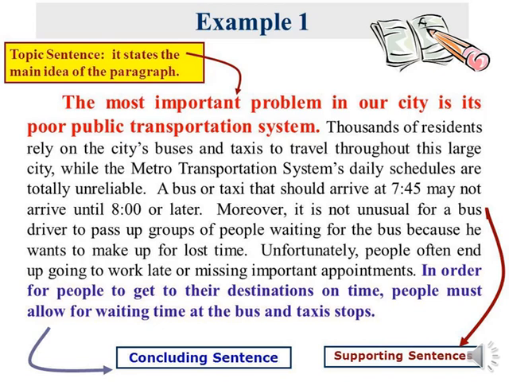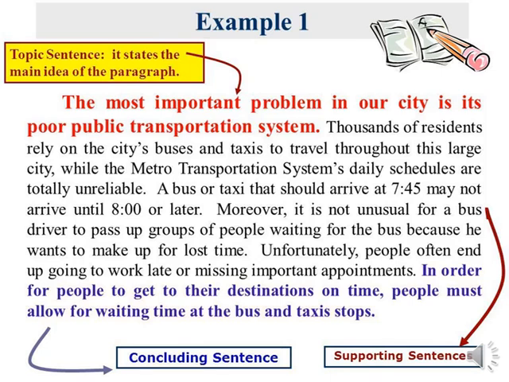Let's give an example. A bus or a taxi that should arrive at 7:45 may not arrive until 8 or later. Moreover, given more examples or more explanation, it's not unusual for a bus driver to pass up groups of people waiting for the bus because he wants to make up for lost time. Unfortunately, people often end up going to work late or missing important appointments. See, you explained the topic sentence of why this transportation system is unreliable and poor by all these sentences of given examples and other things.